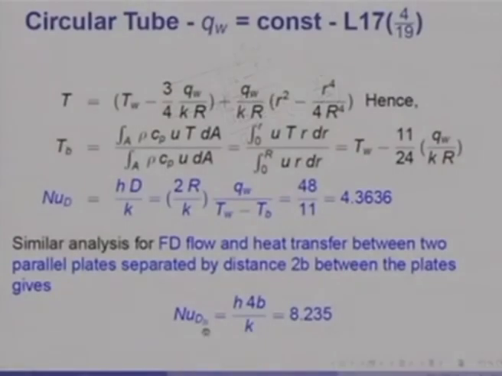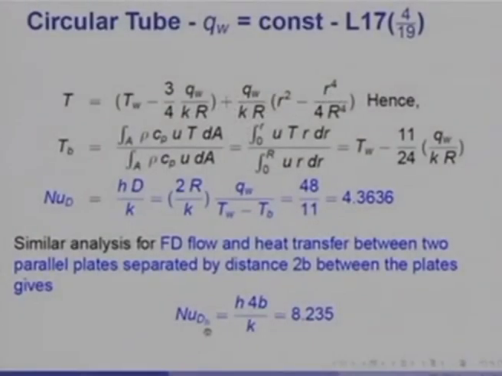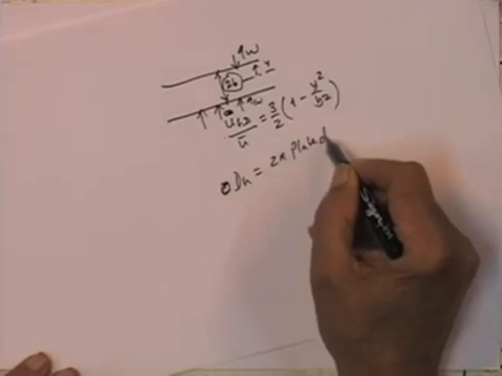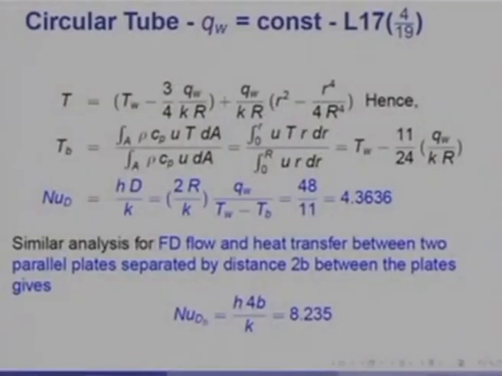then the answer I would get is based on hydraulic diameter. Remember, the hydraulic diameter for plate distance of 2b, d H is 2 times the plate distance, and that is equal to 4b. So, h 4b by k will give you 8.235. Very simple cases that can be done by pencil and paper integration, no difficulty at all. You do not need numerical integration or anything like that.